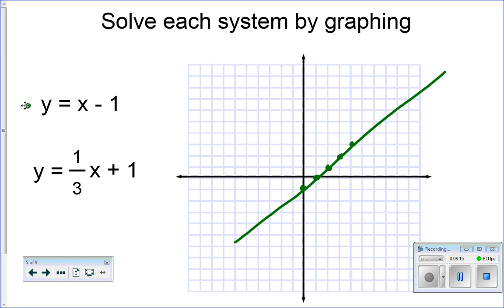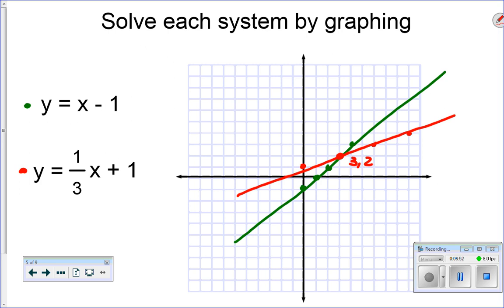So the next one is this one. I'll do it in red. So I'm going to start at plus 1. And then it's going to go up 1 over 3, up 1 over 3, up 1 over 3. So they intersect, so we know there's a solution. Now the place they intersect is the answer. It's going to intersect at 3, 2 is where it should intersect.